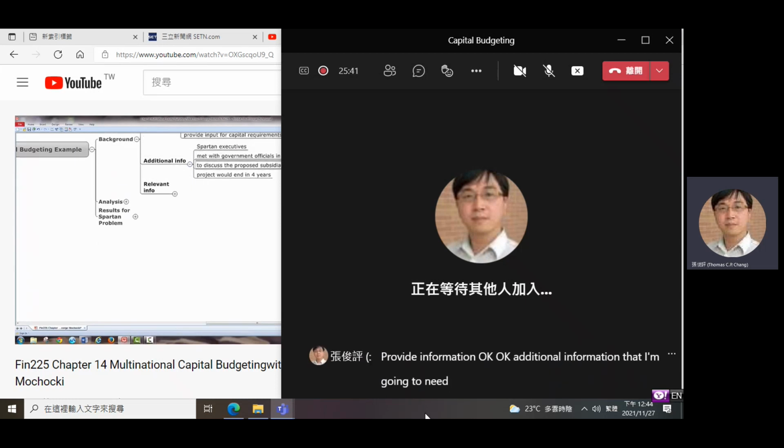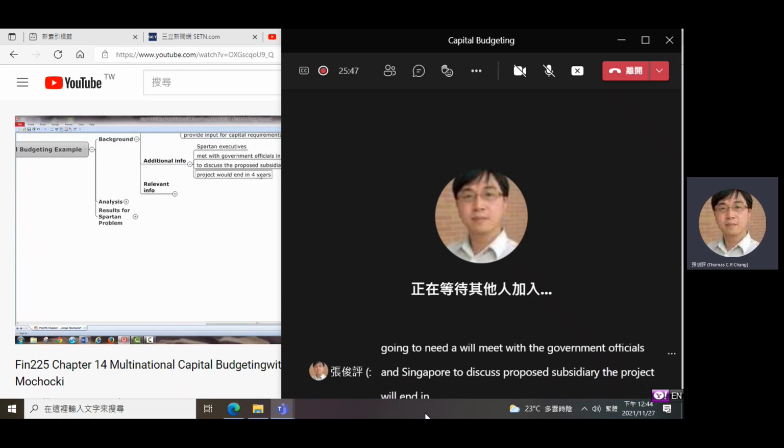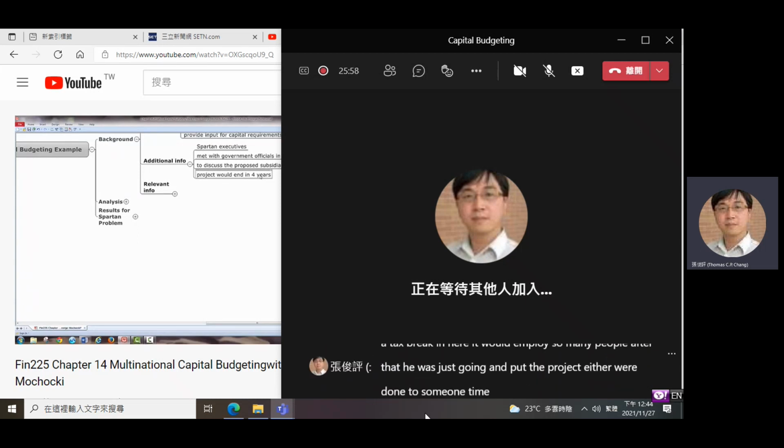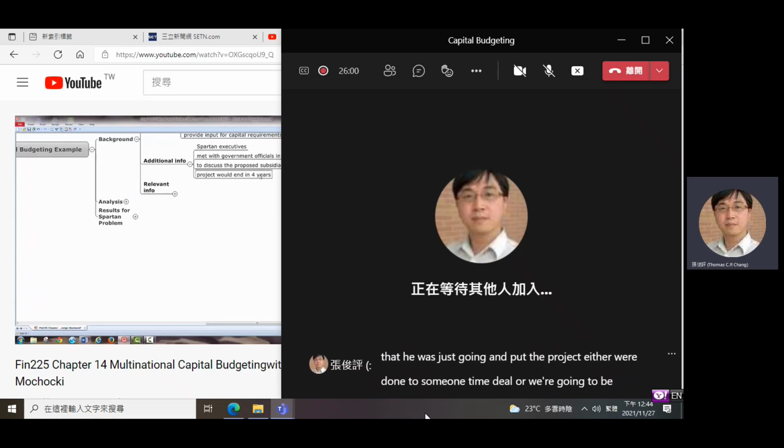We'll meet with the government officials in Singapore to discuss the proposed subsidiary. The project will end in 4 years. So to tell them, here's how long the project is. We're going to want so much. We're going to have a tax break in here. We're going to employ so many people. After that, here's what's going to happen with the project. Either we're done, it's a one-time deal, or we're going to be sustainable and we'll hire a lesser amount of people. But here's what it's going to provide back into the GDP.